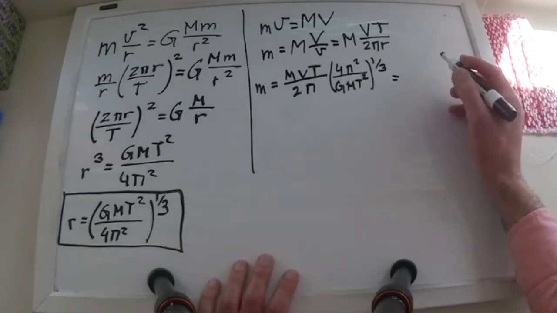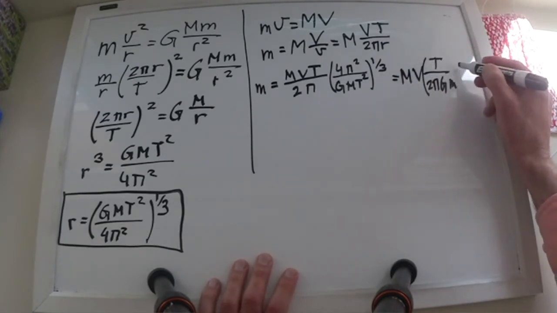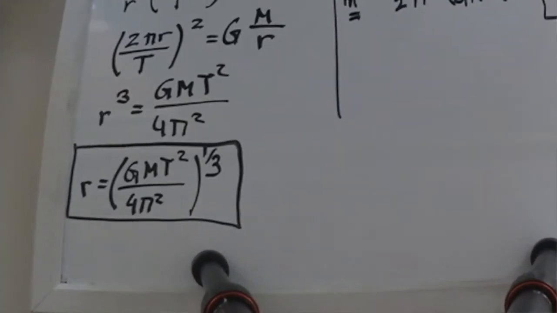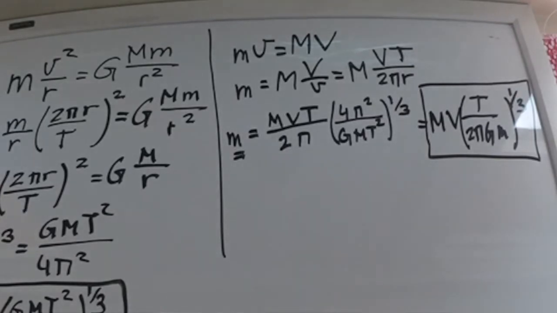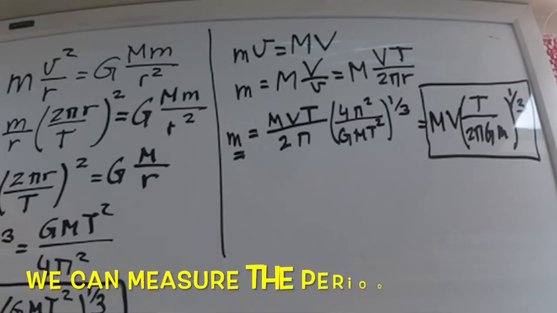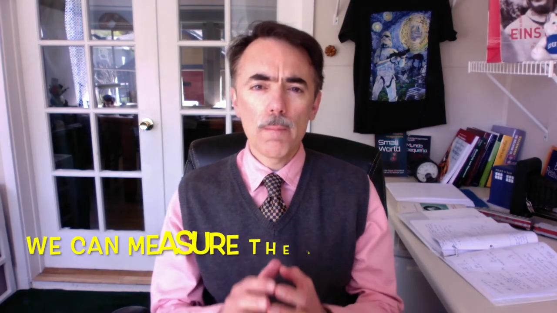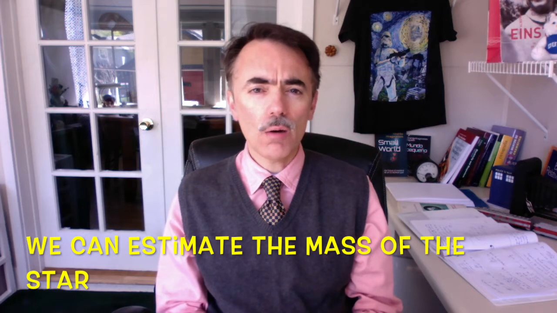If we substitute our previous result for the radius of the orbit, we can estimate the radius of the orbit and the mass of the planet if we know the period, the speed of the star, and its mass. We can measure the period by observing the blue and red shift of the light emitted by the star. We can measure the speed of the star using the Doppler effect, and we can estimate the mass of the star by other astrophysics calculations.